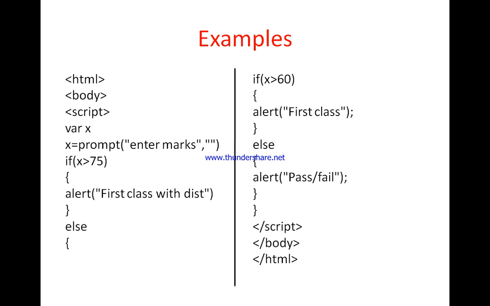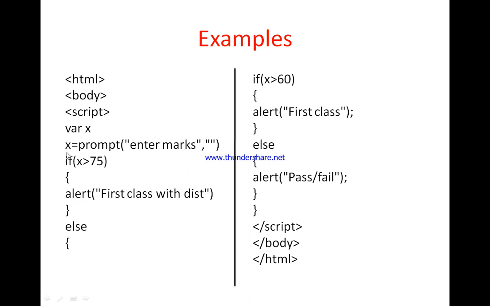Now the prompt function is used for accepting input from the user. Okay, so when we are entering some input and giving it to the JavaScript program, then that input is accepted using the prompt function. Now here we have given enter marks, the second field is blank, so the value we enter will become the second parameter and be returned as the variable x.